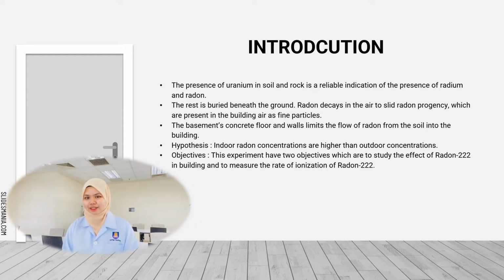Radon decays in the air to solid radon progeny, which are present in the building air as fine particles. Because radon is a gas, changes in atmospheric pressure have an impact on its emission from the ground and accumulation in the building air. The basement concrete floor and walls limit the flow of radon from the soil into the building. However, radon may enter a structure through cracks in the floor, wall slab joints, and the drain system.